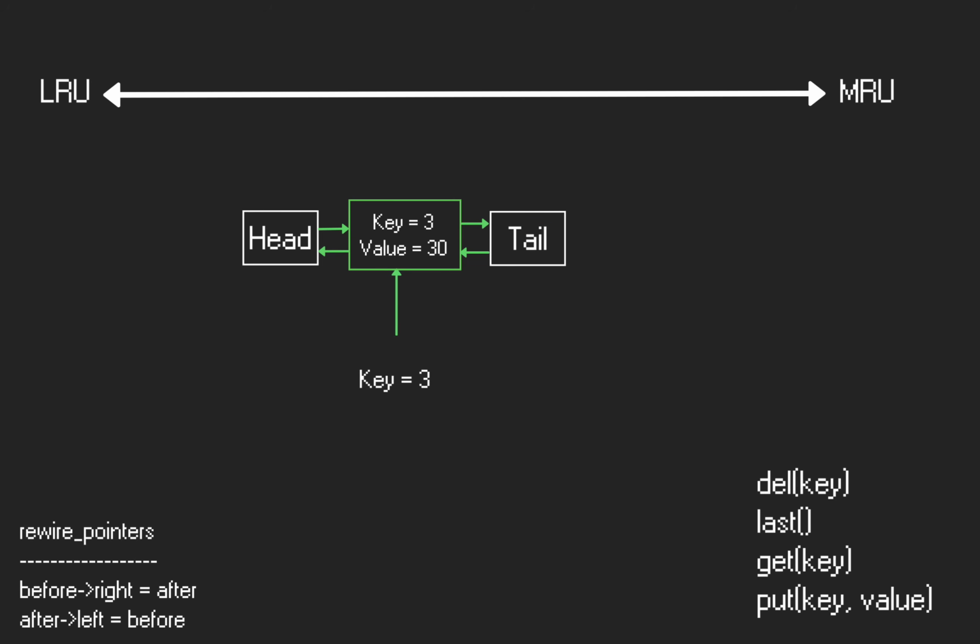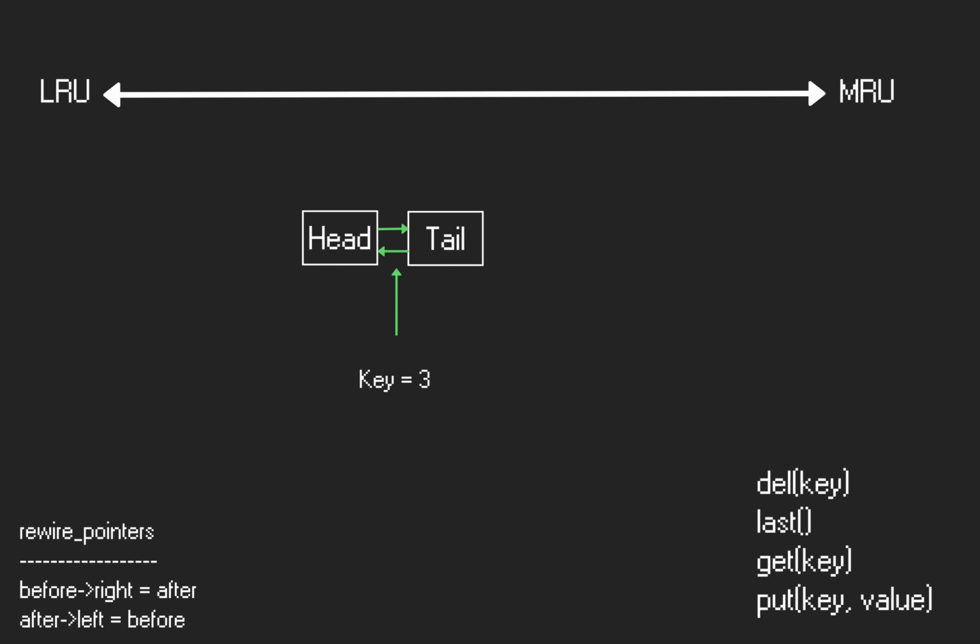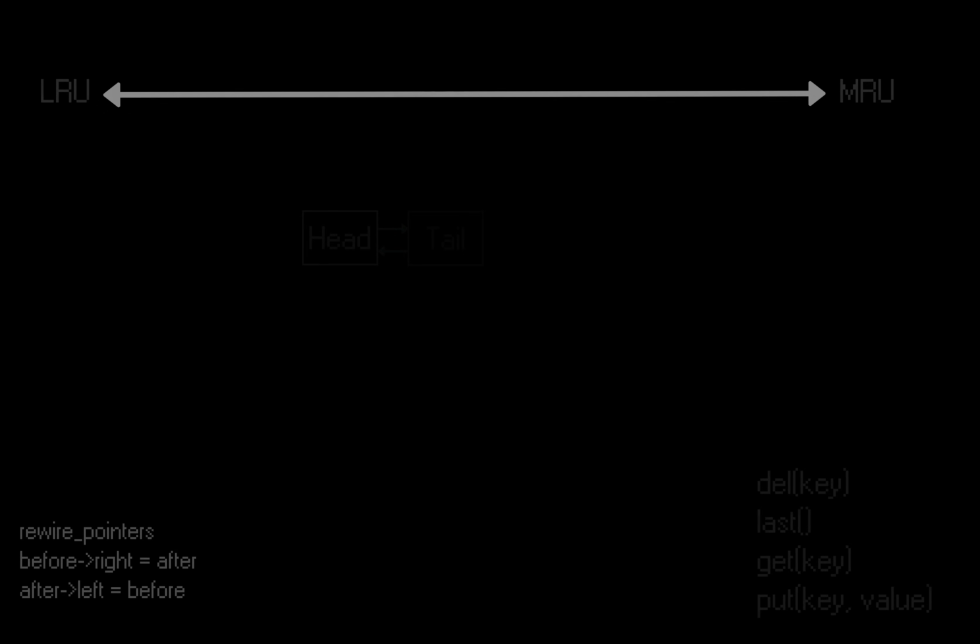Let's continue our rage of fury where we'll delete node 30. 1. Rewire pointers. 2. Remove the mapping. And 3. Return true. We have nothing left. We can finally rest in solitude.